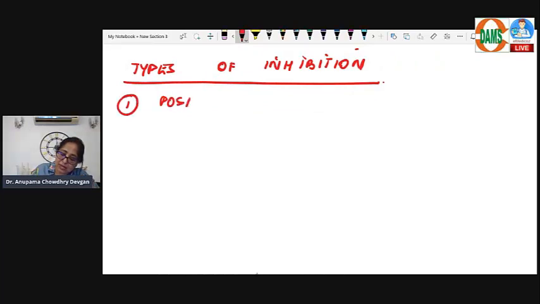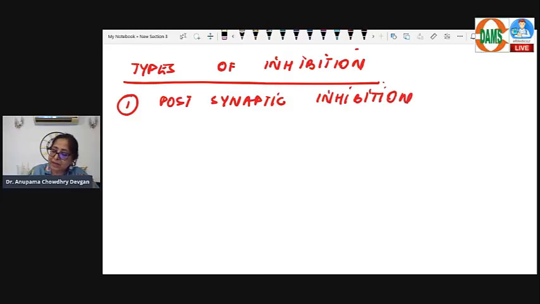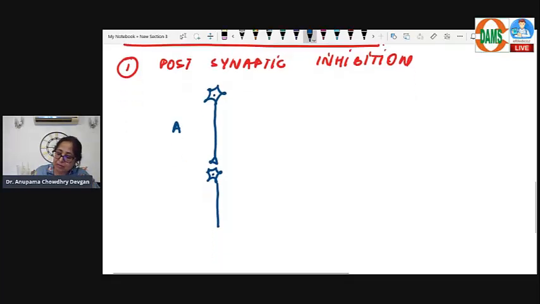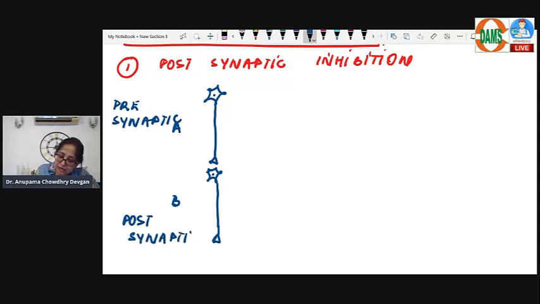First one is called postsynaptic inhibition. What is postsynaptic inhibition? Let's see this in detail. In postsynaptic inhibition, you have a neuron A and this is neuron B. There is a synaptic connection between the two. Neuron A is known as a presynaptic neuron. A is presynaptic, B is postsynaptic.